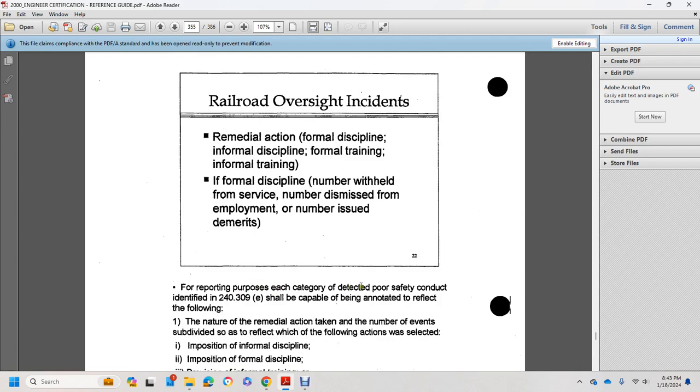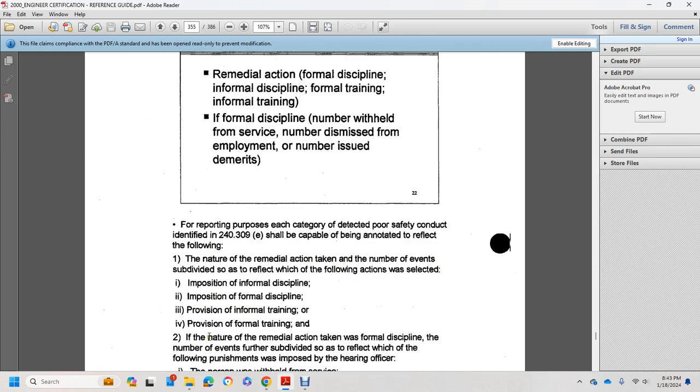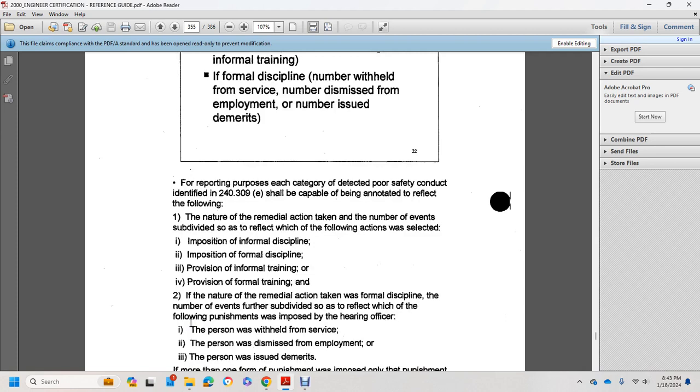for reporting, each category of poor safety conduct identified in 240.309 should be capable of being annotated to reflect the following: the nature of the remedial action taken, with the number of events subdivided to reflect the following action was selected: imposition of formal discipline, provision of informal training, provision of formal training. And if the nature of the remedial action was formal discipline, the number of events should be further subdivided to reflect which of the following punishments was imposed by the hearing officer.